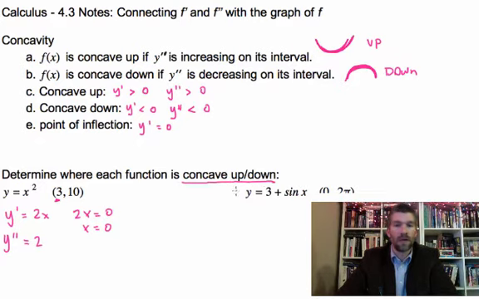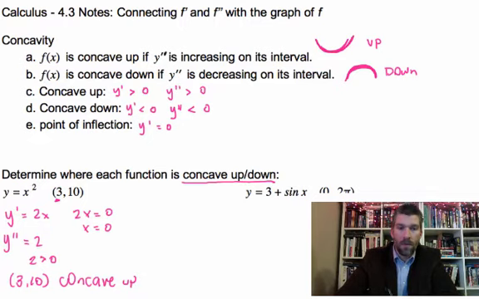Okay, that's what we're really interested in. Well, if you look down here at 2, that's our second derivative, and 2 is positive. That's greater than 0. And since that's true, from 3 to 10, we are concave up. Okay?